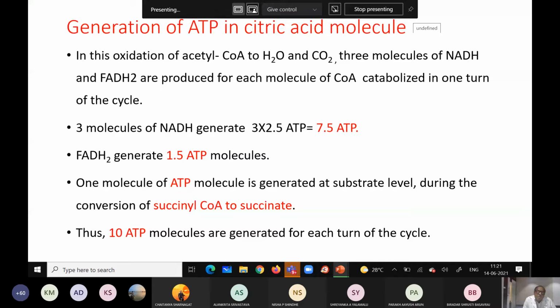So remember that this works in the presence of oxygen, and the oxidation of acetyl CoA releases water molecules and carbon dioxide. Along with that, the fuel energy molecules will be released, and at the end there will be release of 10 ATP molecules at each turn of the TCA cycle.